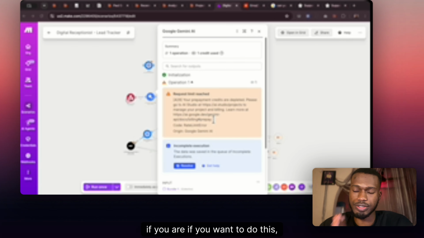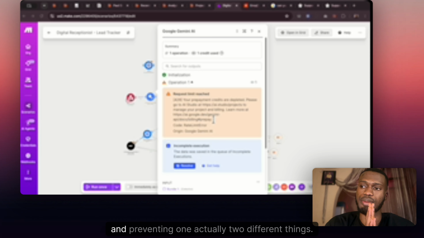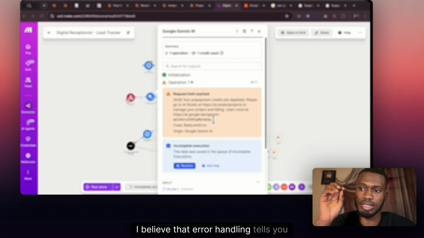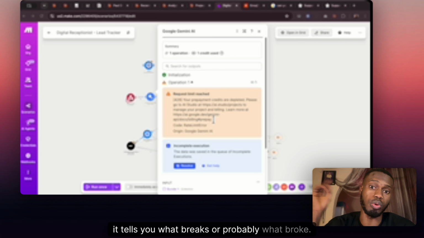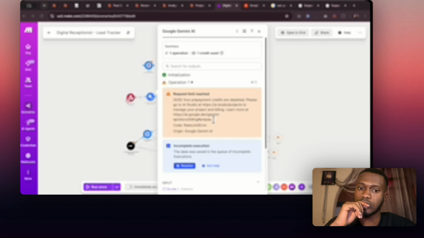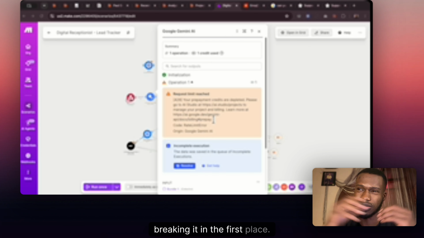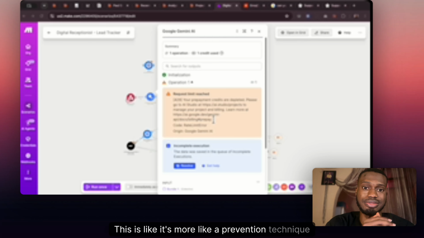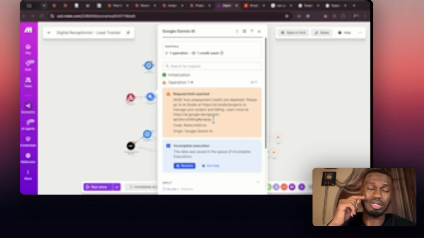I'll just explain briefly that catching an error like this and preventing one are actually two different things. The way I say it, error handling tells you what broke, while rate limit management stops you from breaking it in the first place. It's more like a prevention technique rather than dealing with it after it has happened.